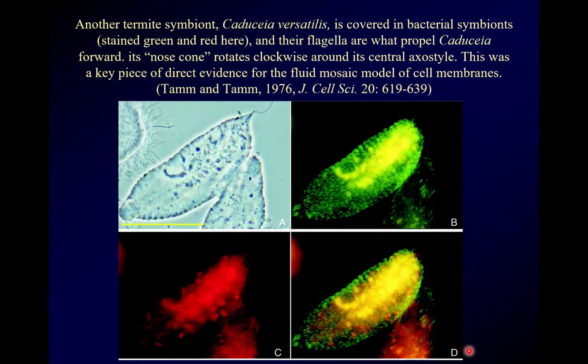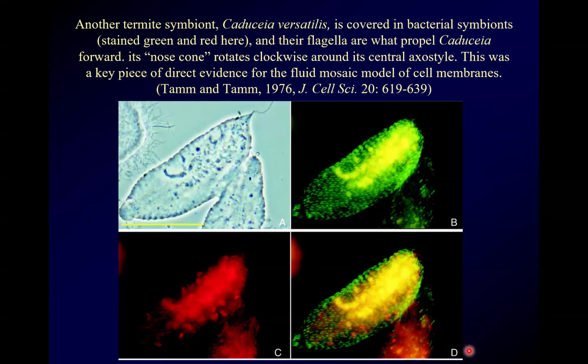And the reason this might matter to cell biologists is that as Caducea swims, the anterior part of the cell perpetually rotates around the central stalk called the axostyle that supports it. And that was a key piece of direct evidence back in 1976 for the fluid mosaic model of cell membranes.